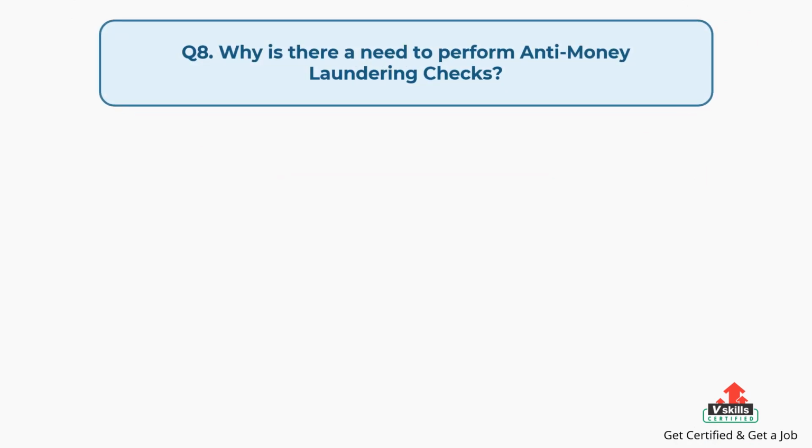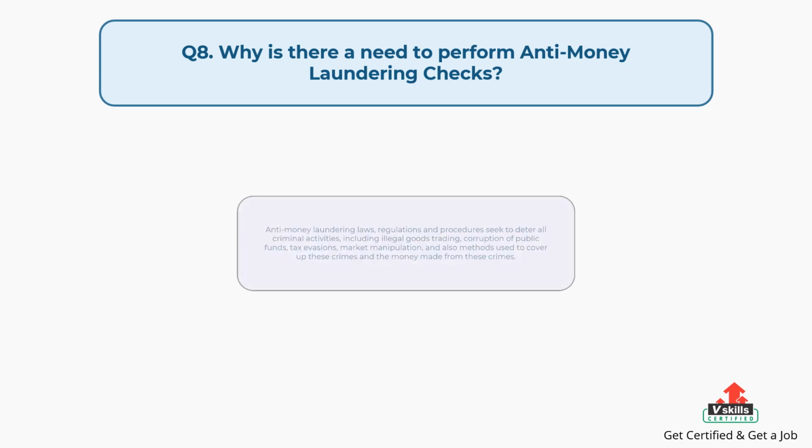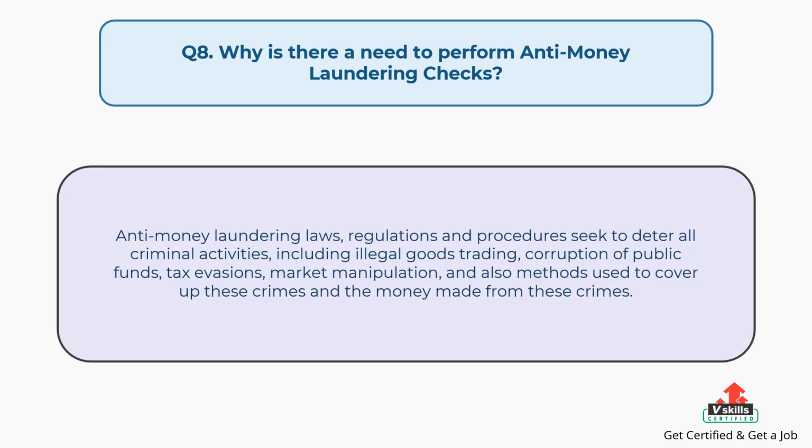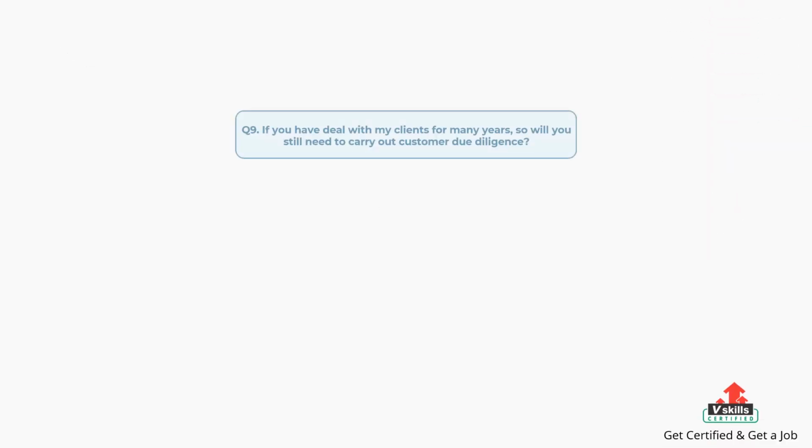Question number 8. Why is there a need to perform anti-money laundering checks? The answer is, anti-money laundering laws, regulations and procedures seek to deter all criminal activities, including illegal goods trading, corruption of public funds, tax evasion, market manipulation, and also methods used to cover up these crimes and the money made from these crimes.